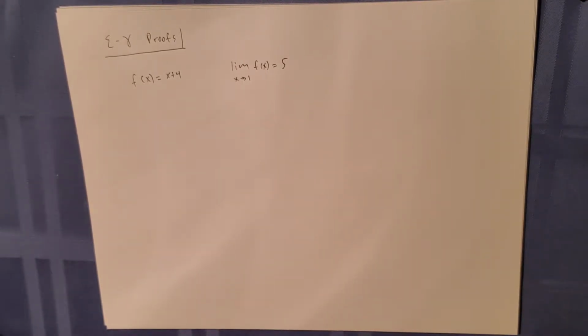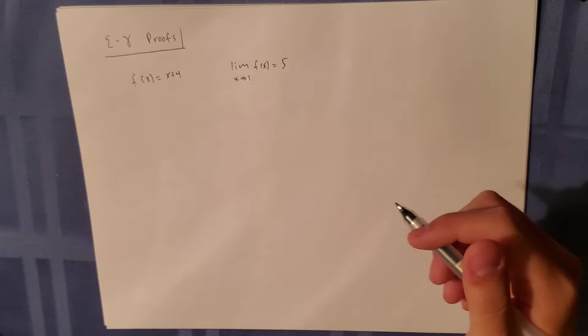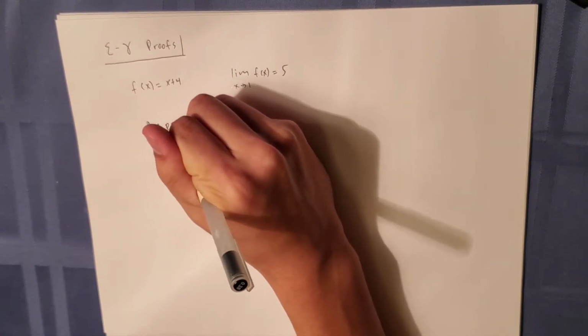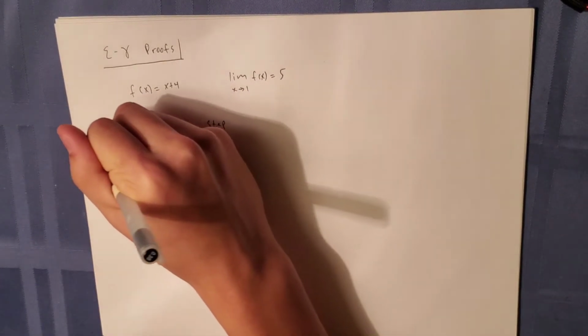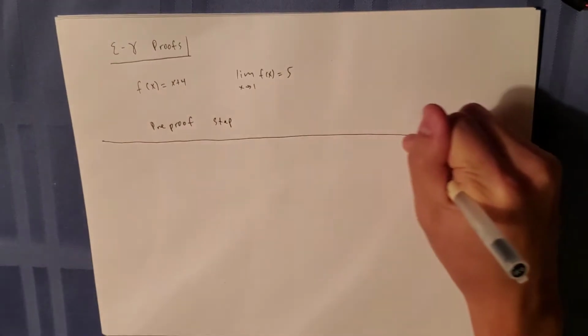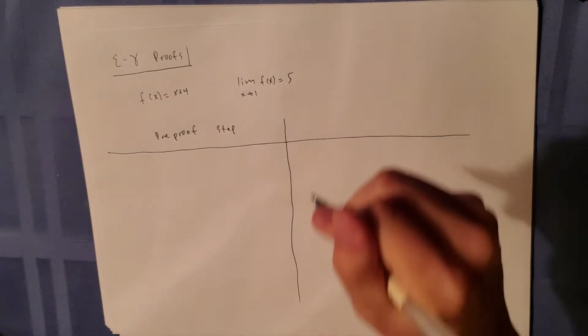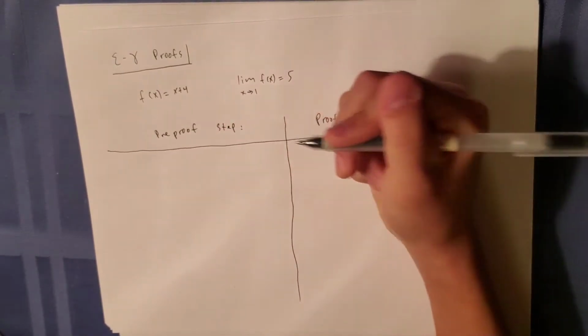So we will use a type of proof called the epsilon delta proof to prove these limits. There are always two steps to these epsilon delta proofs. The first step is the pre-proof step. And we will divide our paper like so. And this side will be the actual proof. Okay?